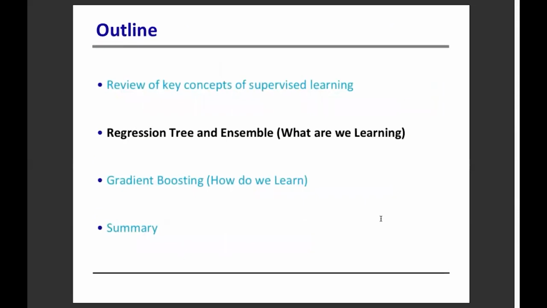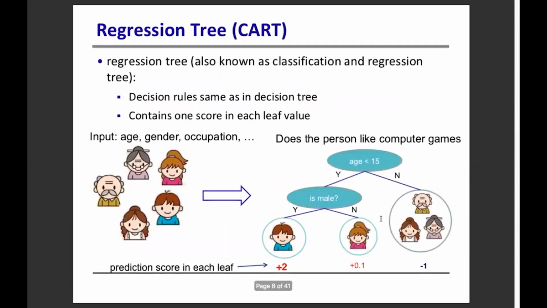So regression tree and ensemble, that's what we're going to do, right? While we were discussing CART, the regression tree, also known as classification and regression tree, the decision rules are the same as in a decision tree. It contains one score in each leaf value. Now you can understand that the XGBoost part basically builds upon whatever we have learned so far, right?